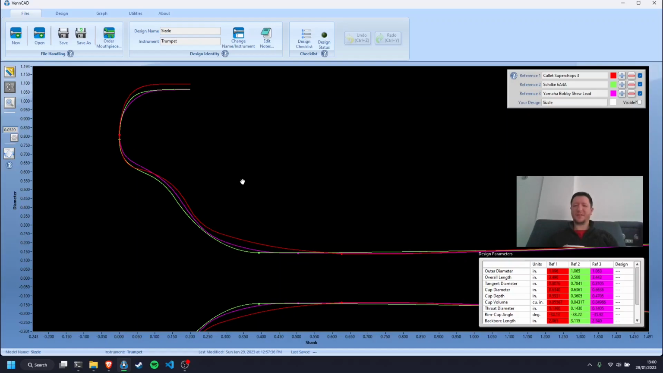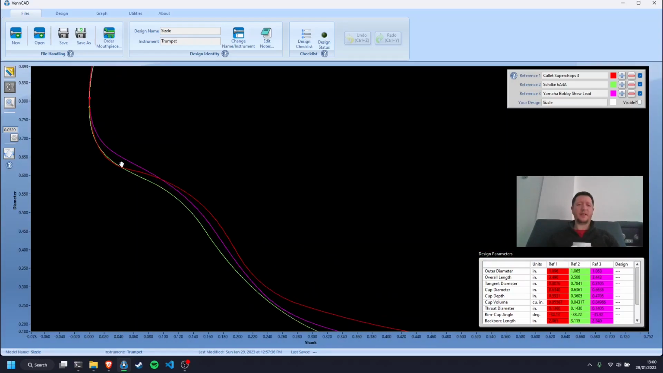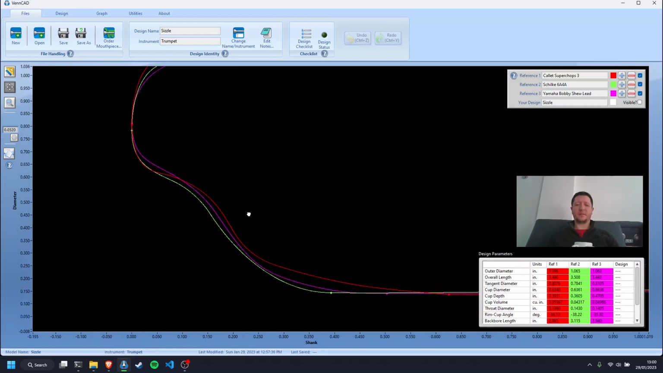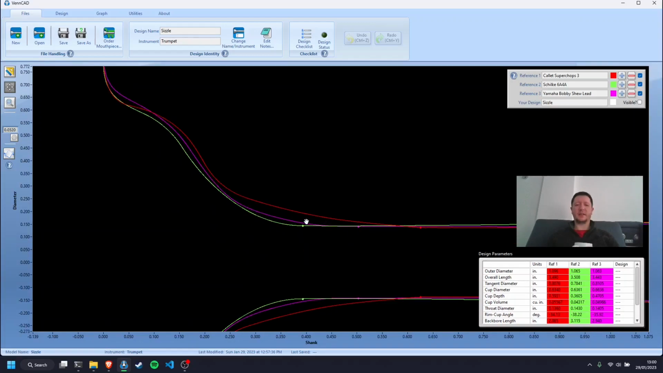And it just goes to show, it's great to see how the Callet one overlaps both mouthpieces at these points. The purple one, the Bobby Shew lead, is much wider, but by the looks of things, shallower than the Callet, deeper than the Schilke.